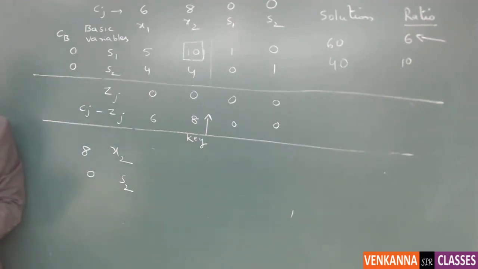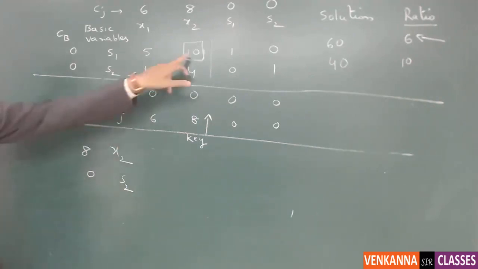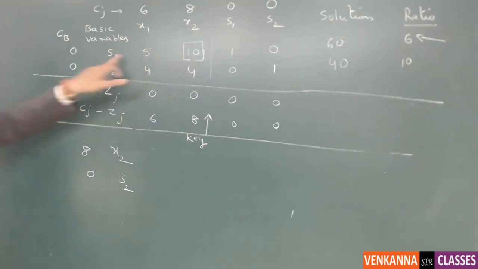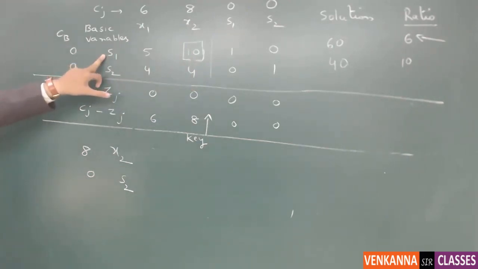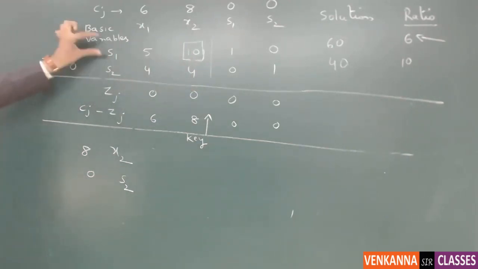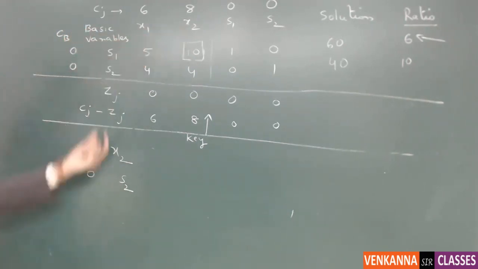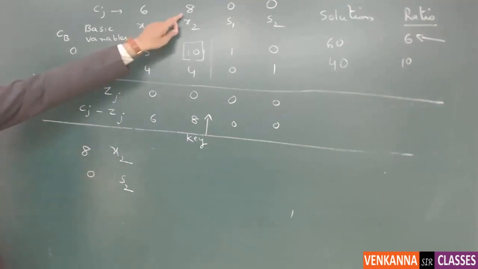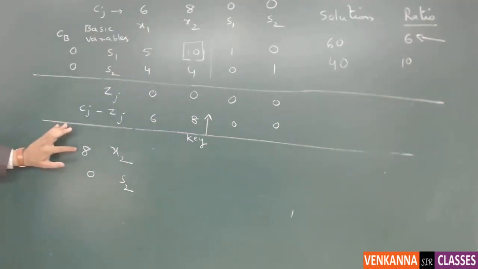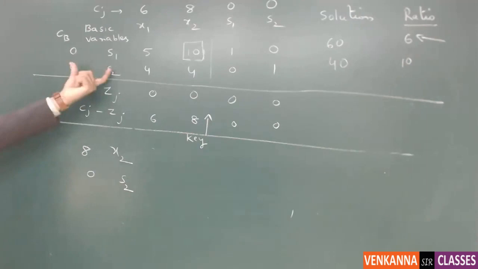Clear to all? How the replacement has been done? Right. So here what I am doing, the pivot element appeared with regard to the basic variable S1. So I am replacing S1 with the decision variable X2 here, and the corresponding coefficient is taken here. And this remains as it is down below. Fine.